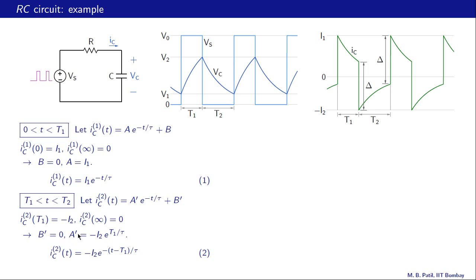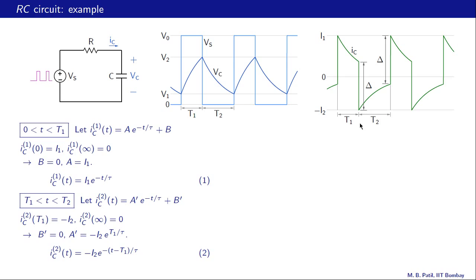Our next step is to find these unknowns I1 and I2 in equations 1 and 2, and let us see how to do that. Let us look at this picture. This is our IC in the T1 phase and that is our IC in the T2 phase. At t equal to T1, IC in the T1 phase is this value here, and at the same time IC in the T2 phase is this value over here, which is minus I2, and the difference between these two is denoted by delta over here. So let us first figure out what this delta should be.